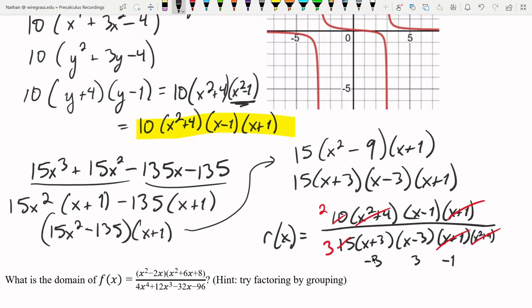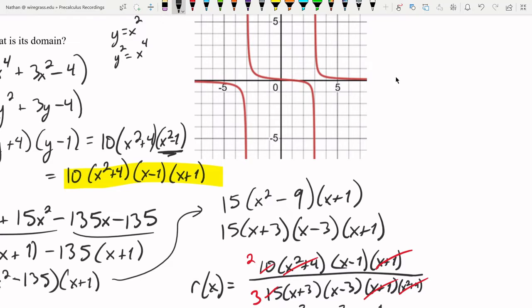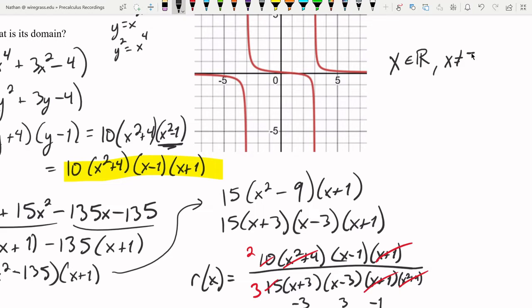But that's not what the question is. The question is, what's the domain? And the domain then would be everything, the entire real number line, except -3, 3, and -1. Of course, that looks like, you could say x is an element of R, so all the real numbers, except x does not equal, I'm going to write it like this, -1, plus or minus 3.